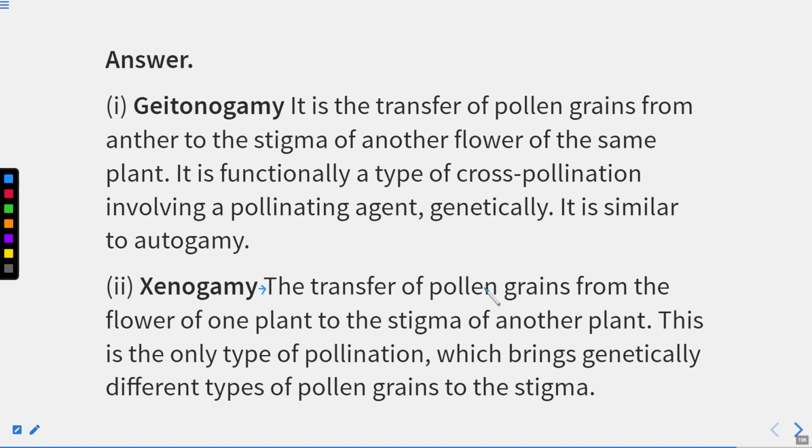In this what happens? There is a transfer of the pollen grain from the flower of one plant to the stigma of another plant. Okay, so this is the difference between geitonogamy and xenogamy. Here the pollens are transferred to the stigma of another plant. So this is the only type of pollination which brings genetically different types of pollen grains to the stigma.